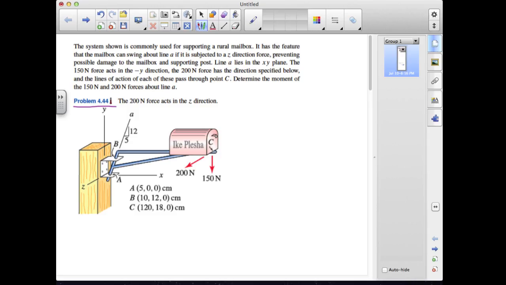We have a 150 Newton force that acts in the minus y direction, and then the 200 Newton force has one of two orientations depending on whether we're looking at problem 444 or 445. I'm going to choose here to look at problem 444 with the 200 Newton force acting in the z direction. So take a moment now and pause this video and resume playing when you're ready to see a solution.